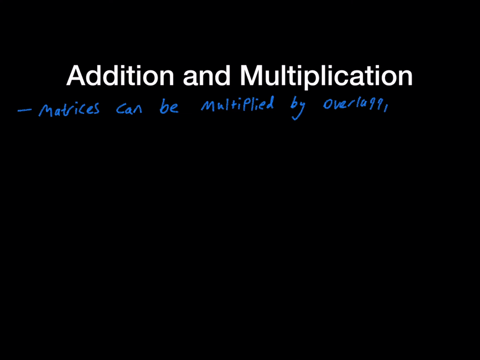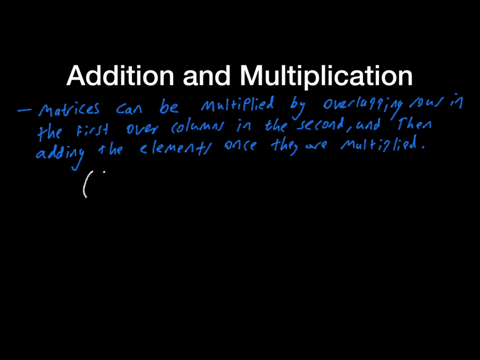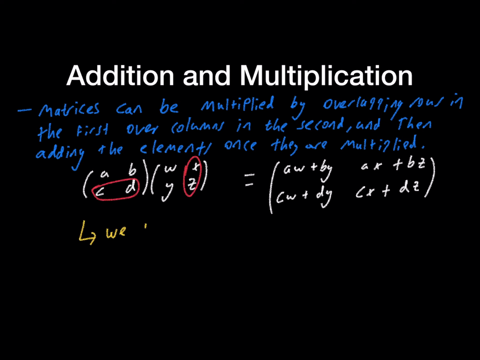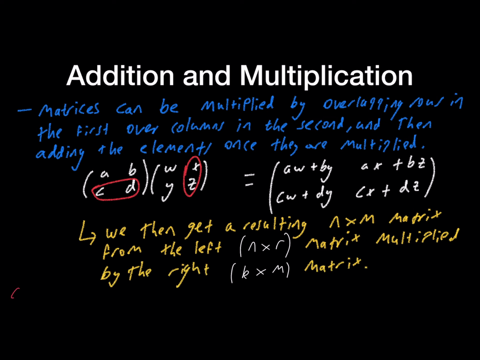Matrices can be multiplied by overlapping rows in the first matrix over columns in the second matrix, multiplying the elements that overlap, and then adding the result. This is best appreciated by an example. We can see how the overlapping works based on the circled row and column. We can see that if we turn the row in the first matrix that is circled on its side, then overlap this onto the column in the second matrix, then we multiply element wise, then add these two results to give one of the elements of the resulting matrix.